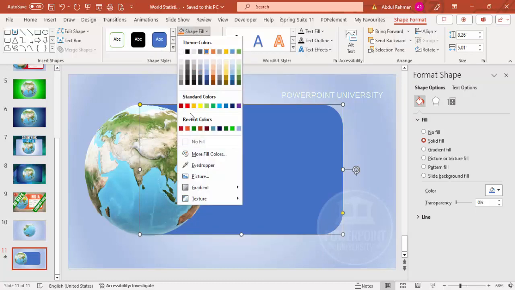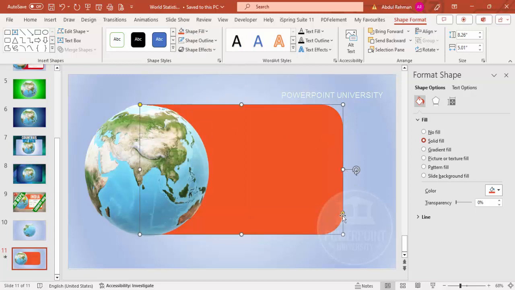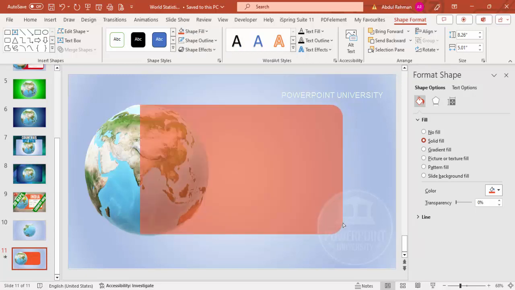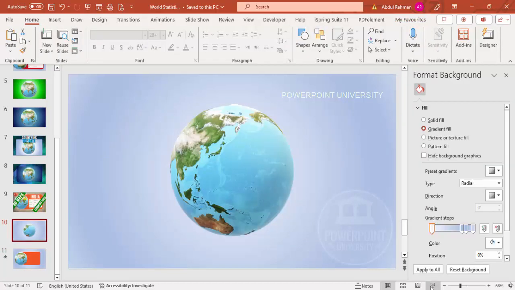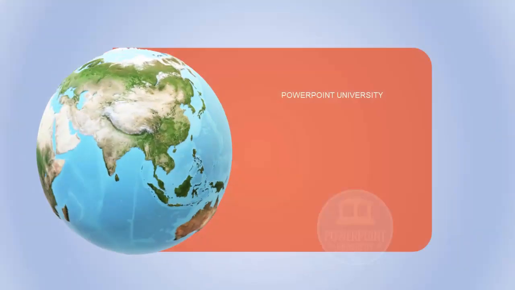Shape fill, you can give any color of your choice. You can see here I can just give this particular color, and if you want, you can reduce the edges. All right, so now again, if I play, it looks something like this.